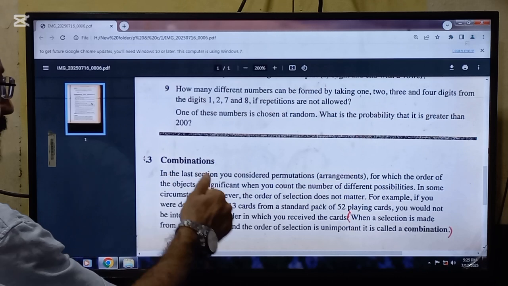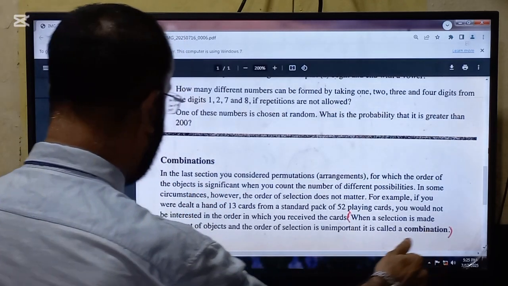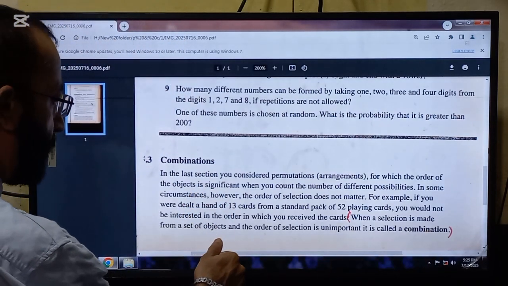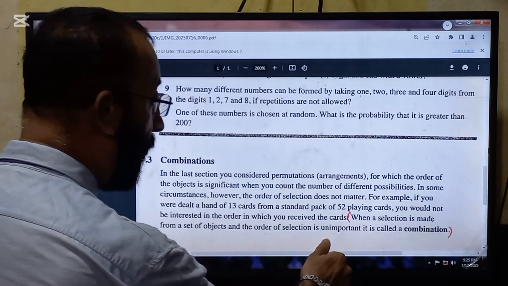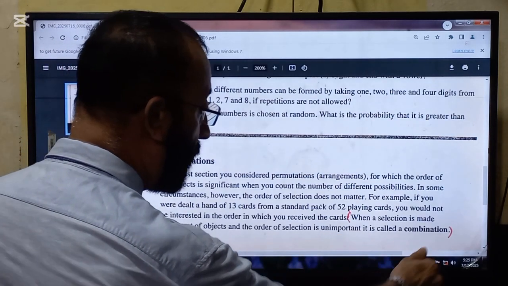The next thing that we are going to read in the lecture is combinations. So concentrate yourself, combinations. When a selection is made from a set of objects and the order of the selection is unimportant, it is called a combination.